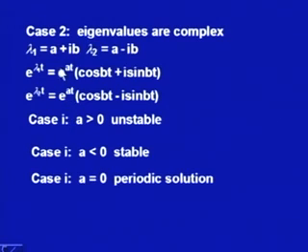In the third case, when a is equal to 0, we will have a periodic solution. When a is equal to 0, the first part will be cos bt plus i sin bt, the second part will be cos bt minus i sin bt, and the solution will be a linear combination of these two. This linear combination can be worked out, and one can find the trajectory, which is periodic. So, when a is equal to 0, we will have a periodic solution.